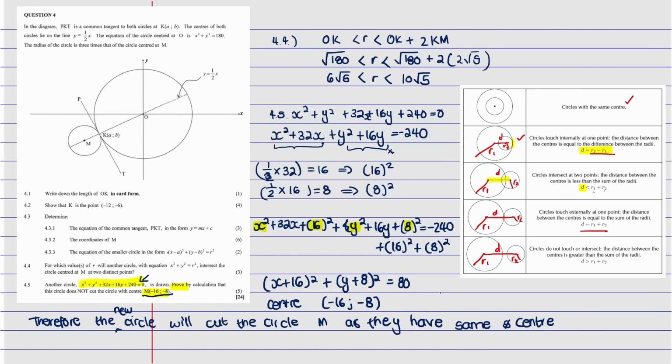So if we find r here, r is equal to root 80, so it's going to be 4 root 5, and the radius of this one, remember, was 2 root 5. So we know that they have the same center, but their radii are unequal. So that's how you would solve this question.